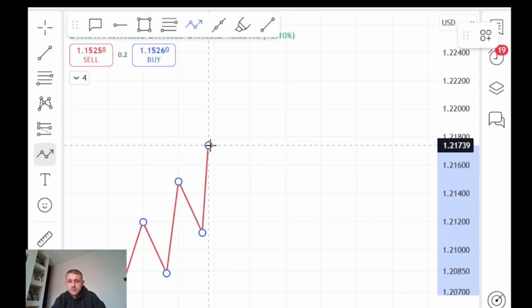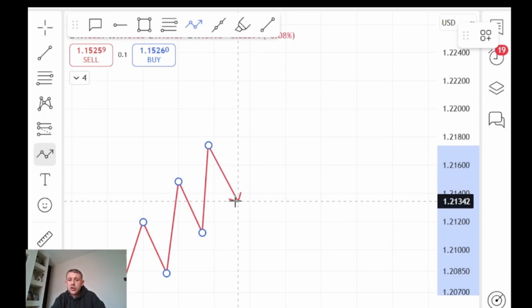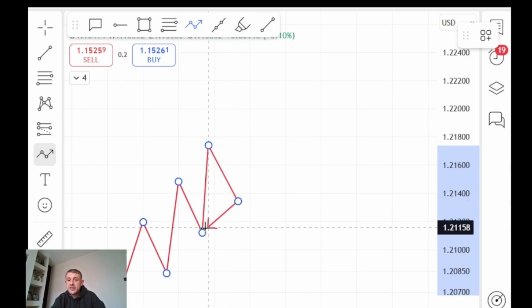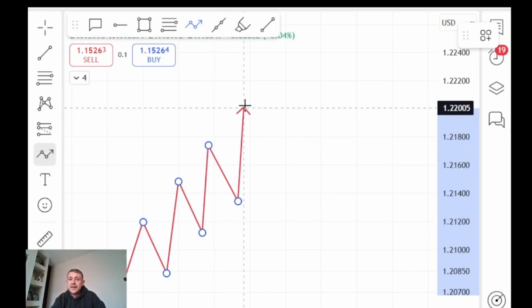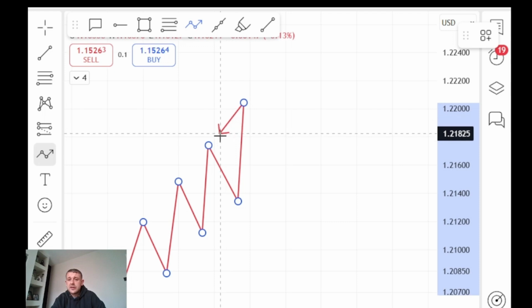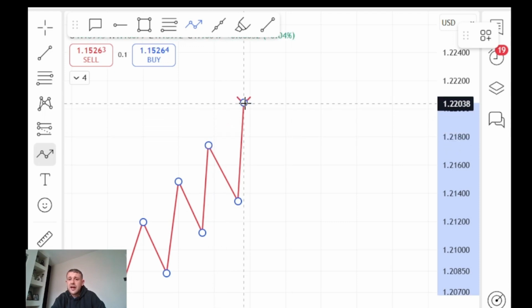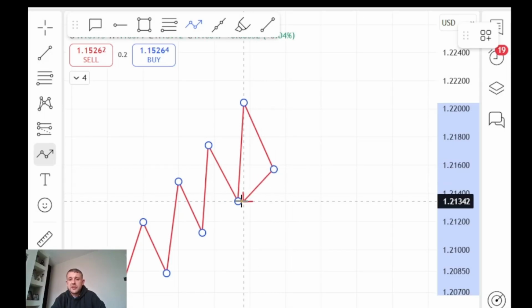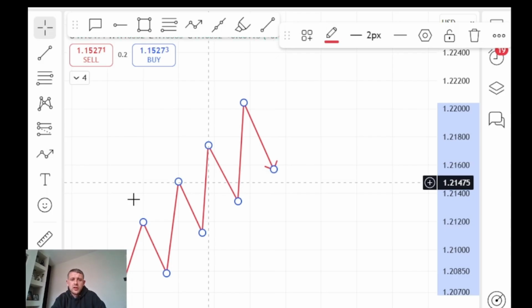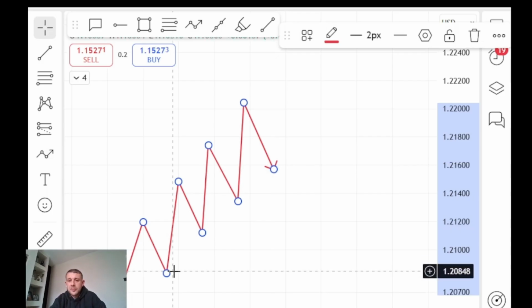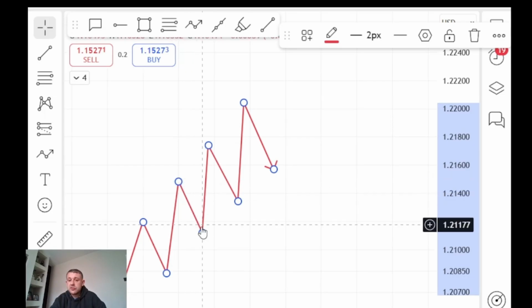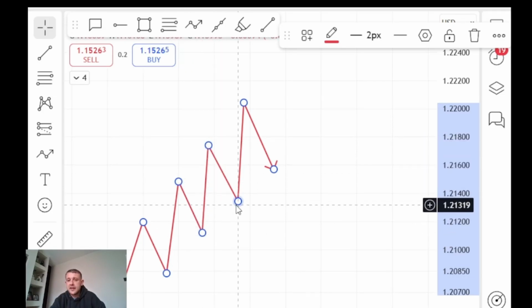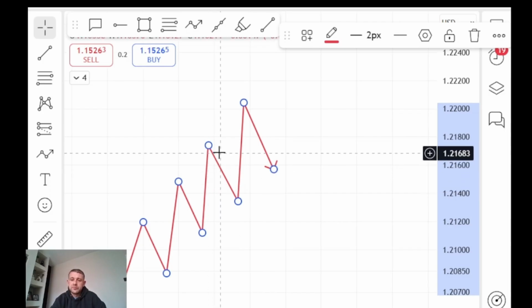So higher high, which is higher than the previous high, higher low, which is higher than the previous higher low, higher high, which is higher than the previous higher high, higher low, which is higher than the previous higher low. So in the simplest of formats, that is your bullish market. It's a trending bullish market making higher highs, higher lows, higher highs, higher lows.